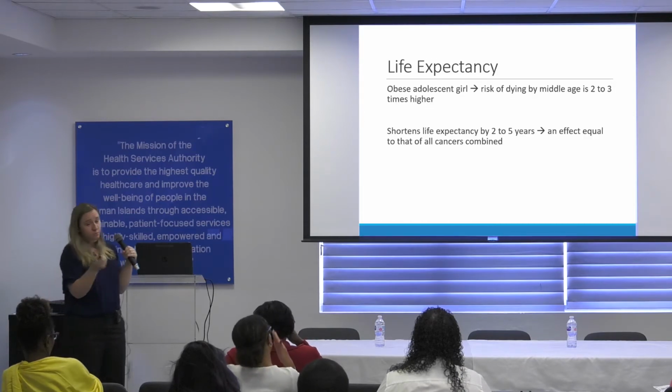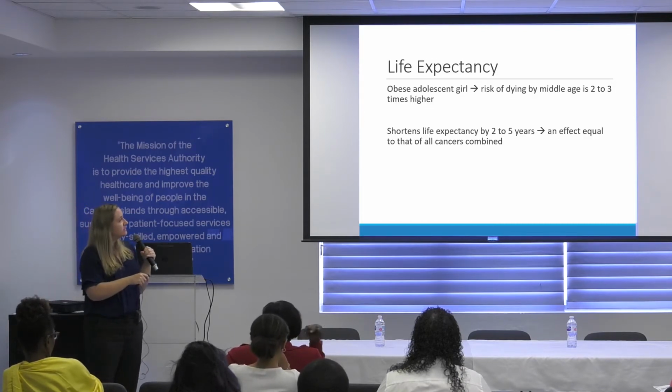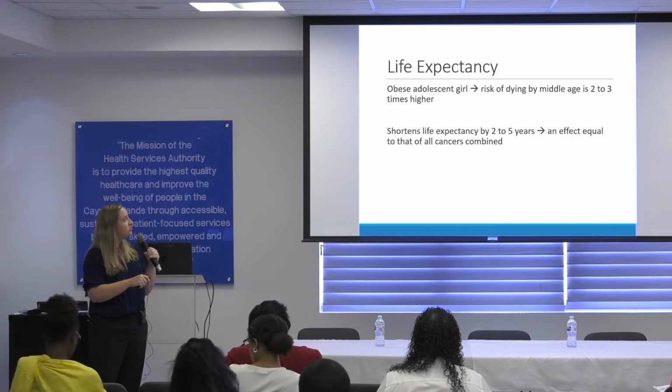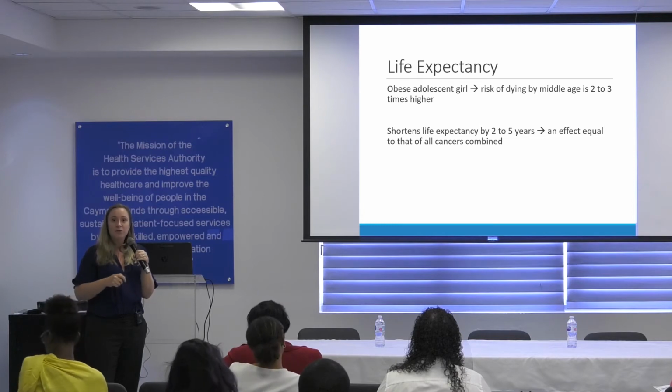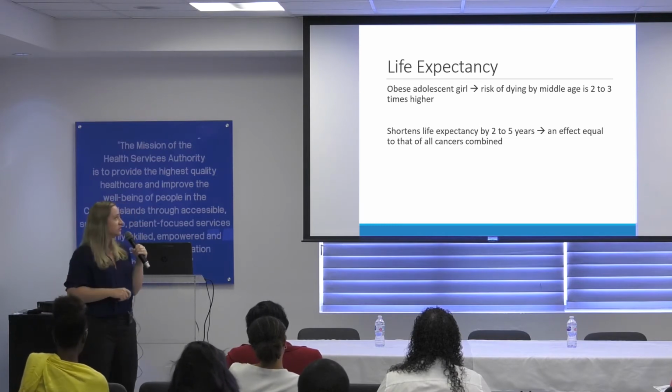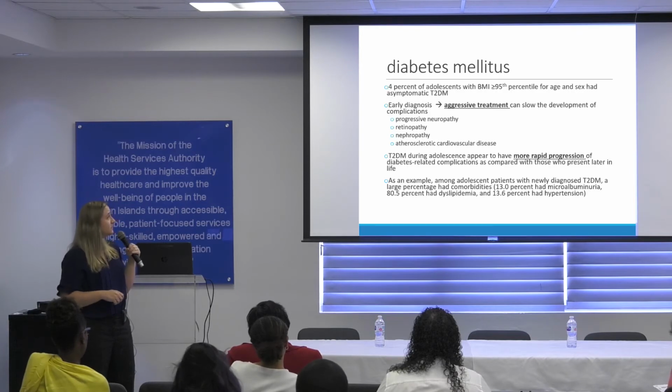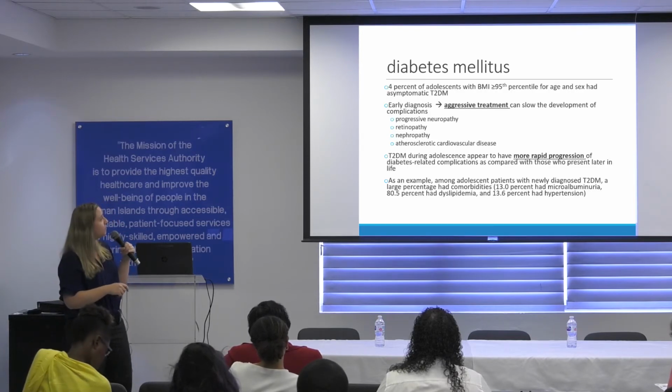So when you look, and on my last slide, this kind of backs this up. If you have an obese adolescent girl, her risk of dying by middle age is 2 to 3 times higher. And again, this is not what any of us want for our children. It shortens life expectancy by 2 to 5 years. It's an equal effect to that of all cancers combined. So we're doing a severe injustice to our children.